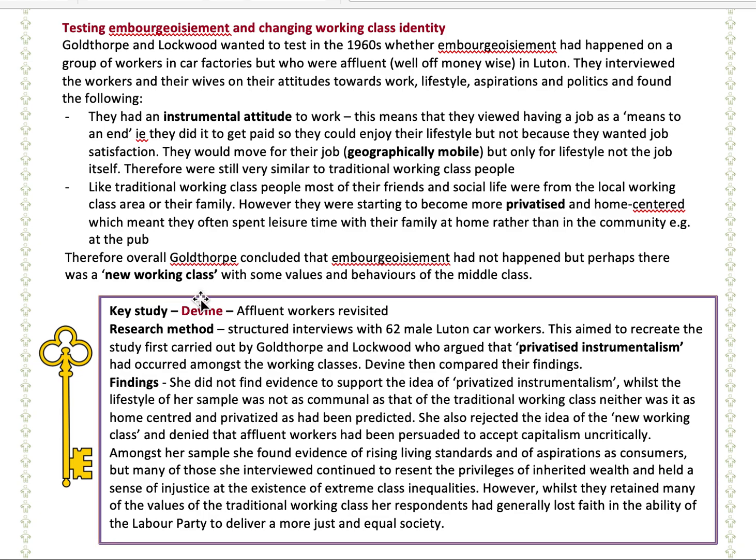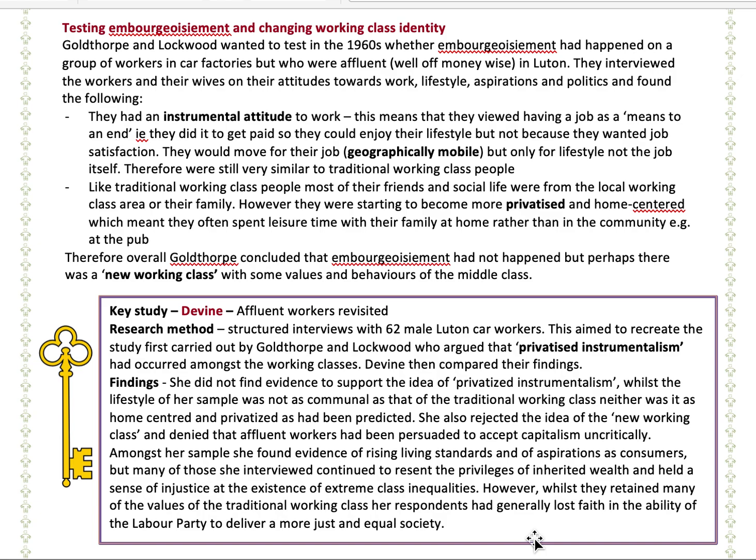But then Fiona Devine did some research, and she basically argued that actually there really isn't even a new working class, and embourgeoisement has not happened. So she did structured interviews, so they collect quantitative data. They're reliable because you can repeat and compare them, and she could look at the different answers and compare the findings between the different participants, and look for patterns and trends in her findings to see whether this privatised instrumentalism had happened.